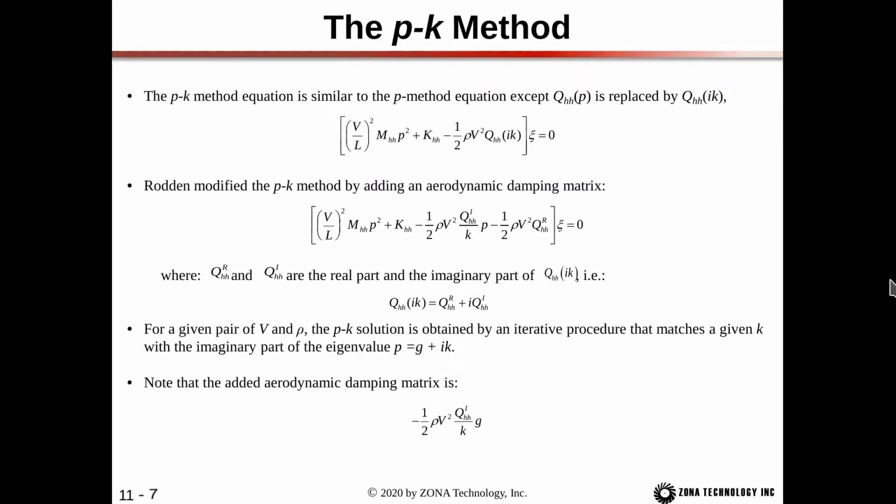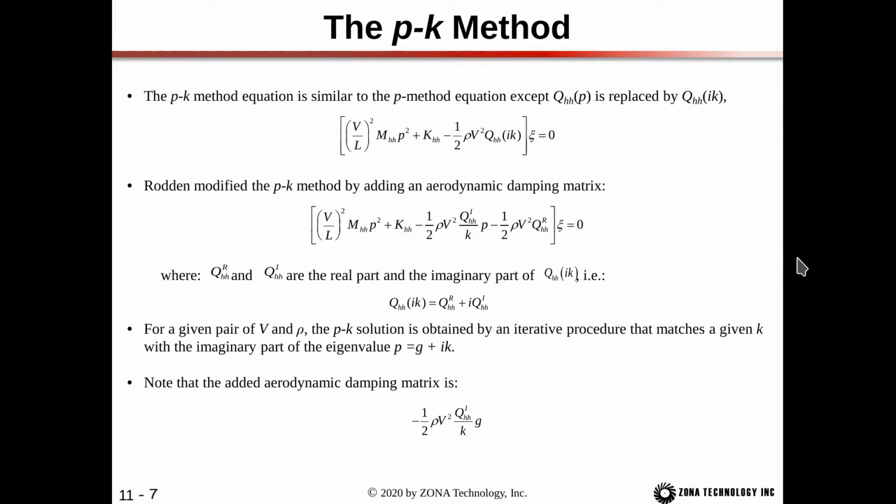So moving on, we'll go to the PK method. The PK method equation is similar to the P method equation, except QHH of p is now replaced by QHH of ik, shown here. And now Rodden modified the PK method by adding an aerodynamic damping matrix, where QHHR and QHHI, these two terms, are the real part and imaginary part of QHH of ik.